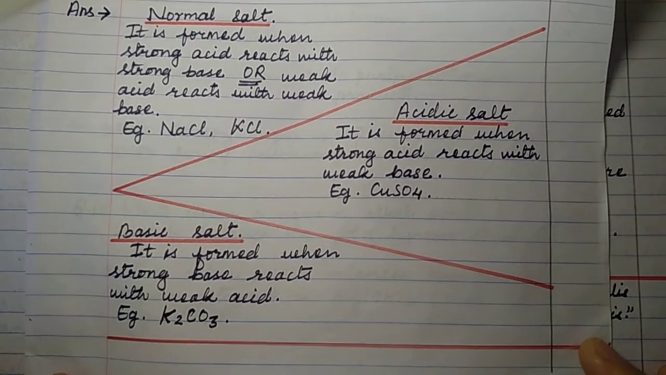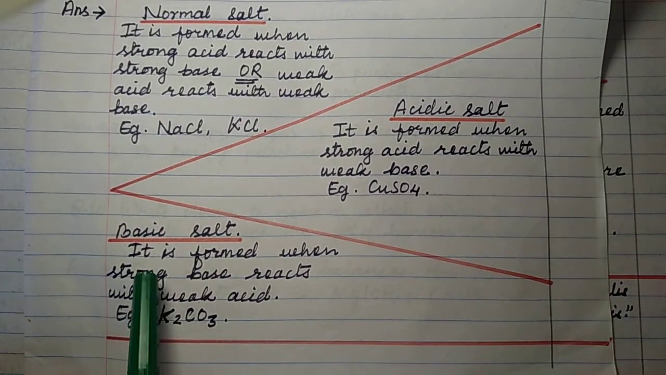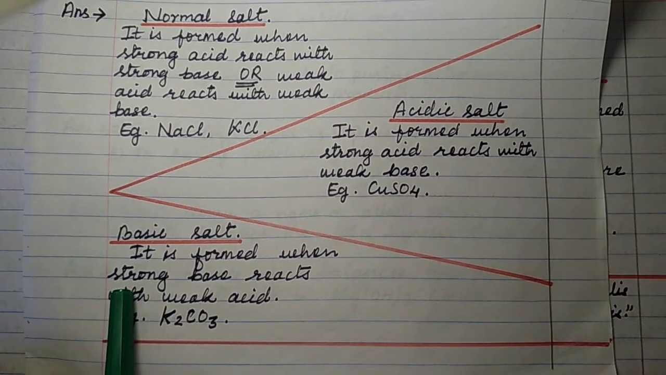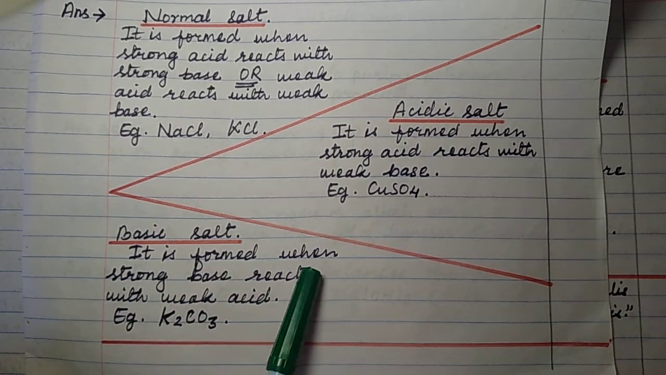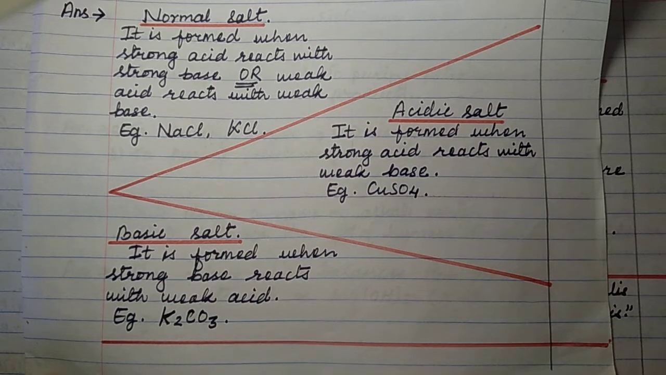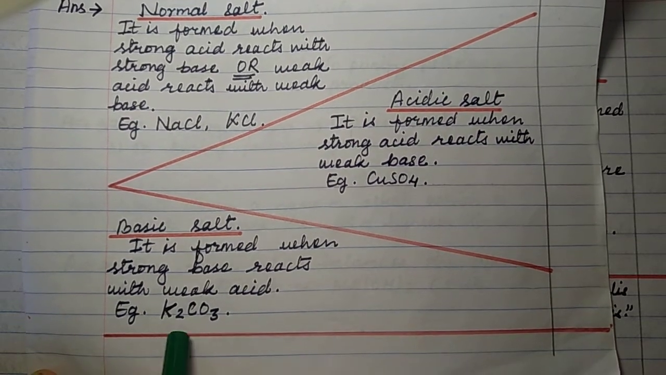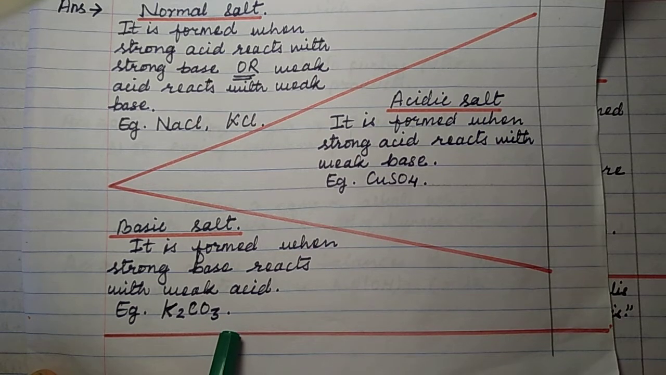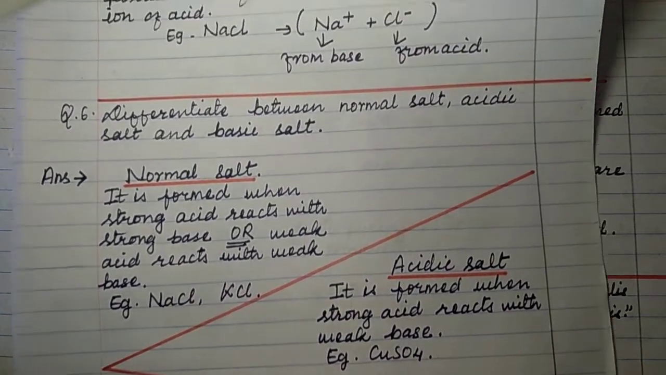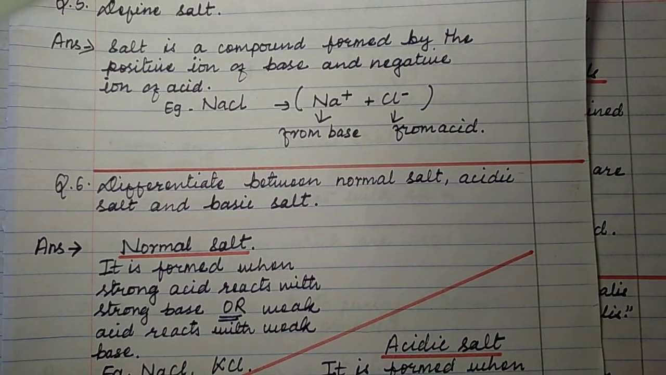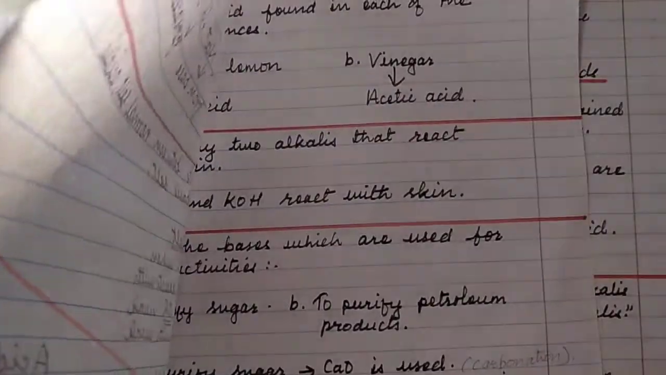Now the basic salt is formed when a strong base reacts with a weak acid, for example potassium carbonate, K2CO3. So this is a basic salt. And these are the differences between normal salt, acidic salt, and basic salt.